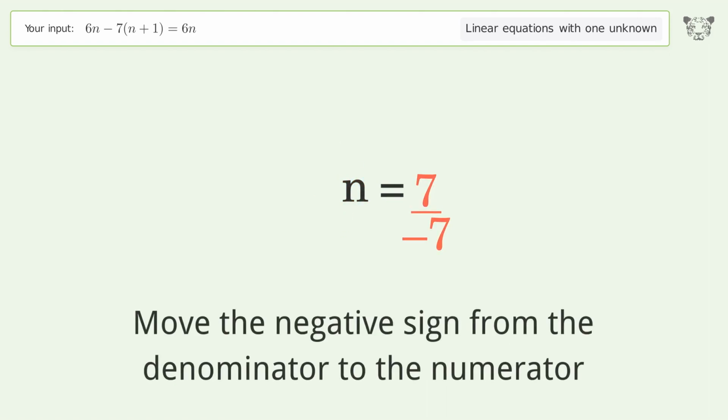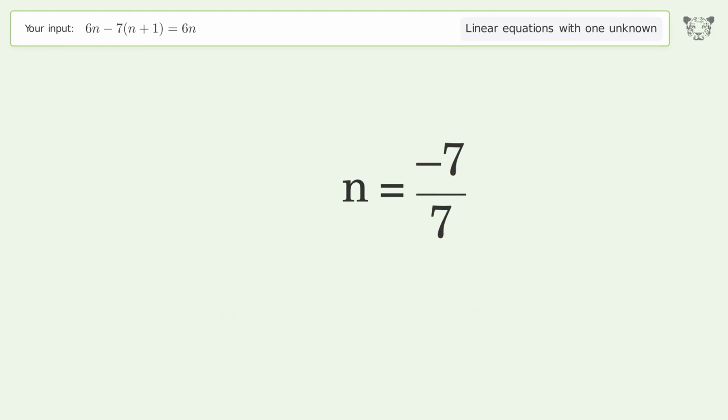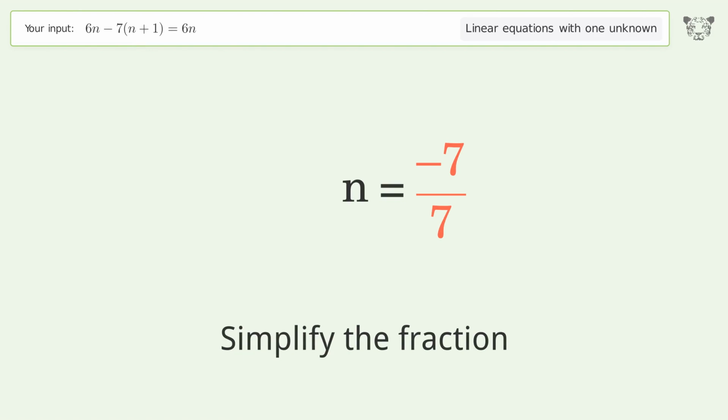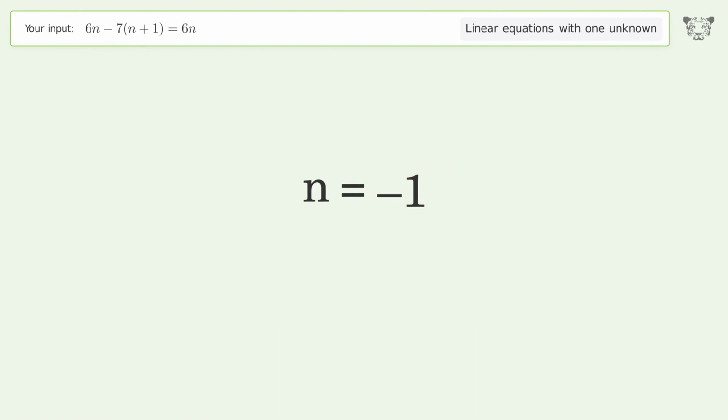Move the negative sign from the denominator to the numerator. Simplify the fraction. And so the final result is n equals -1.